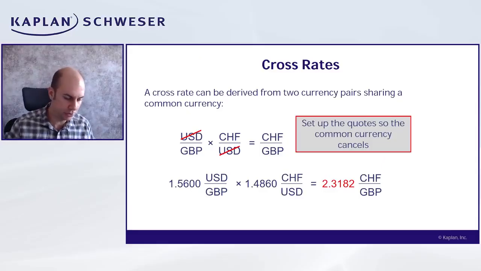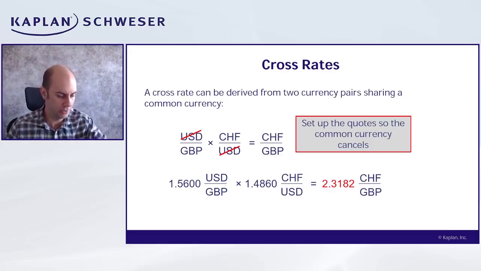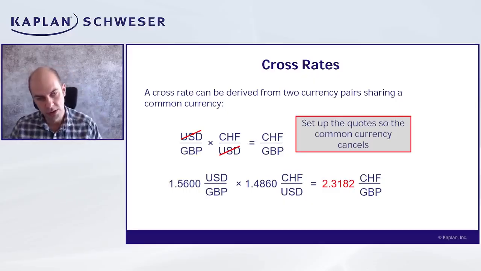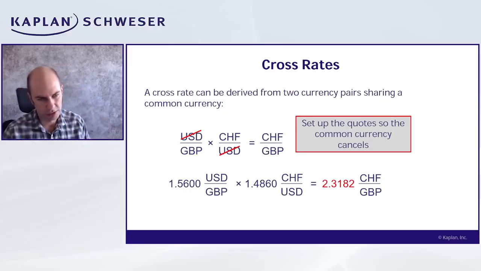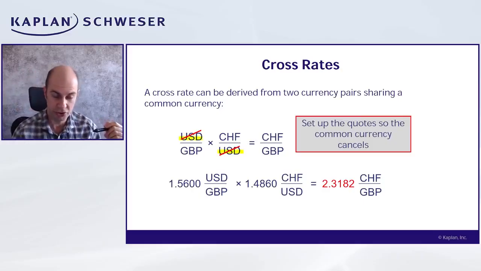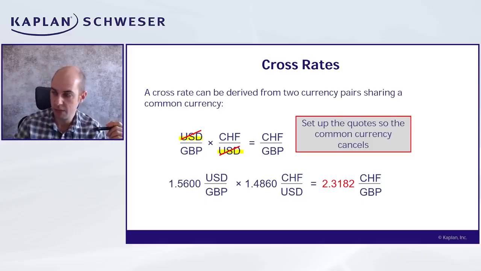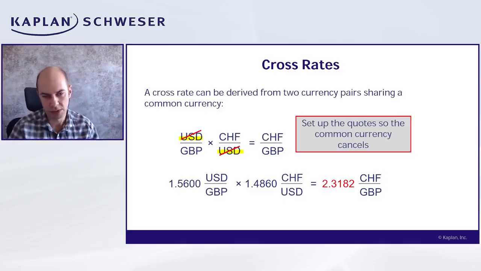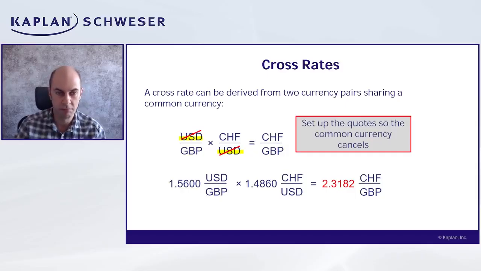Okay, now what about the cross rates? Remember, cross rates occur when we have essentially two pairs. In this case, we have dollar over pound, and we also have Swiss over dollar. As you can see, the dollar is the common currency, but not only that, we have arranged them in such a way that when we multiply, the common currency will cancel out and we shall be left with Swiss over pound. So we're going to know how many Swiss francs we can purchase with 1 pound.